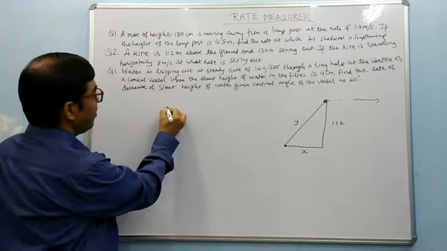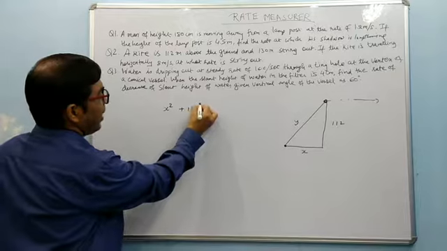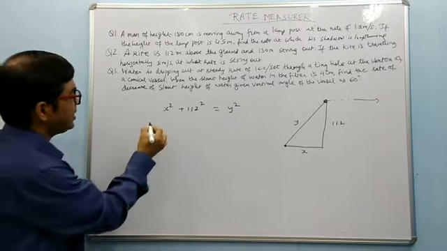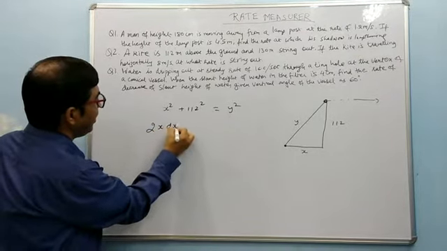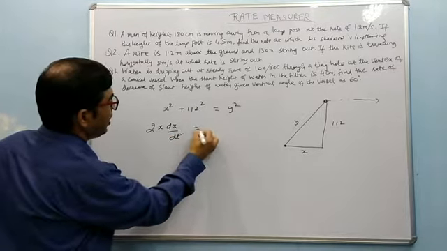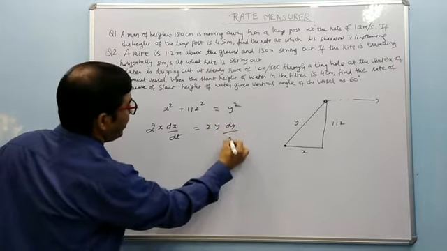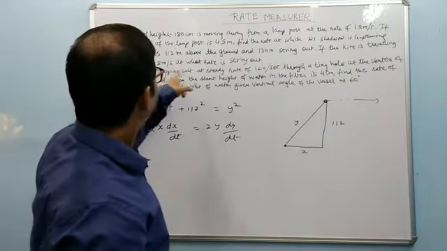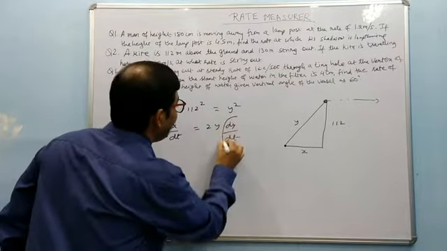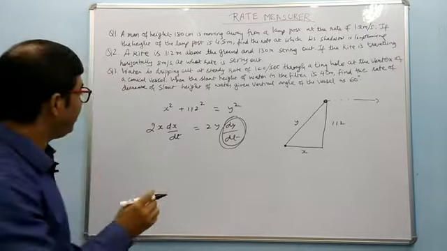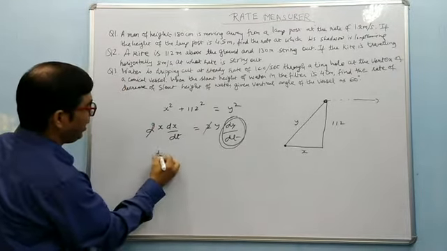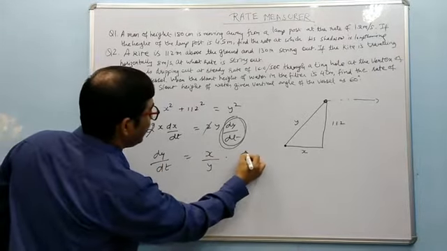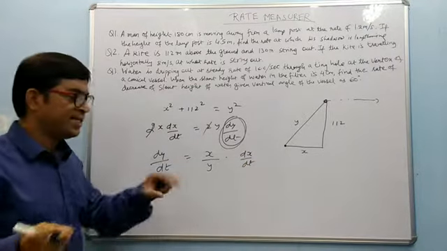What is that? x square plus 112 square is equal to y square. You just differentiate, what it is coming out to be, 2x dx by dt plus 0 is 2y dy by dt. So what we have to find, actually we have to find at what rate string is out. That means we are interested in dy by dt. So dy by dt is equal to x by y into dx by dt. Now see what is x and y.